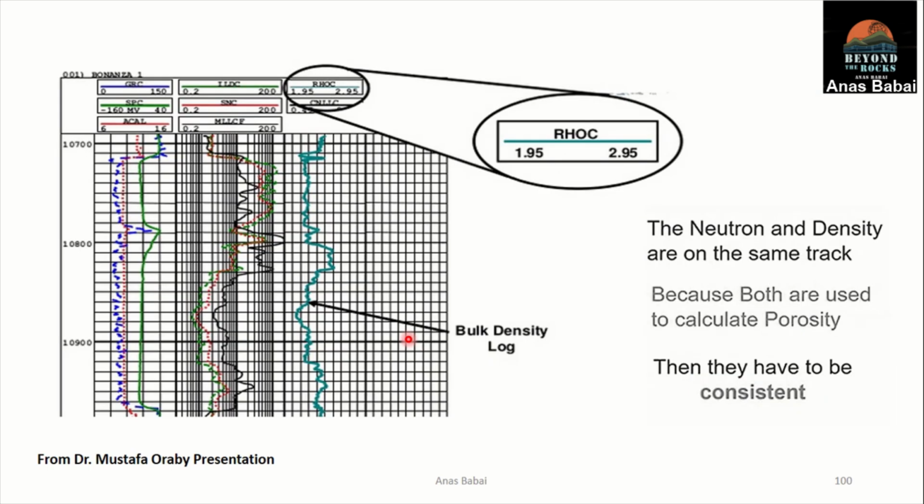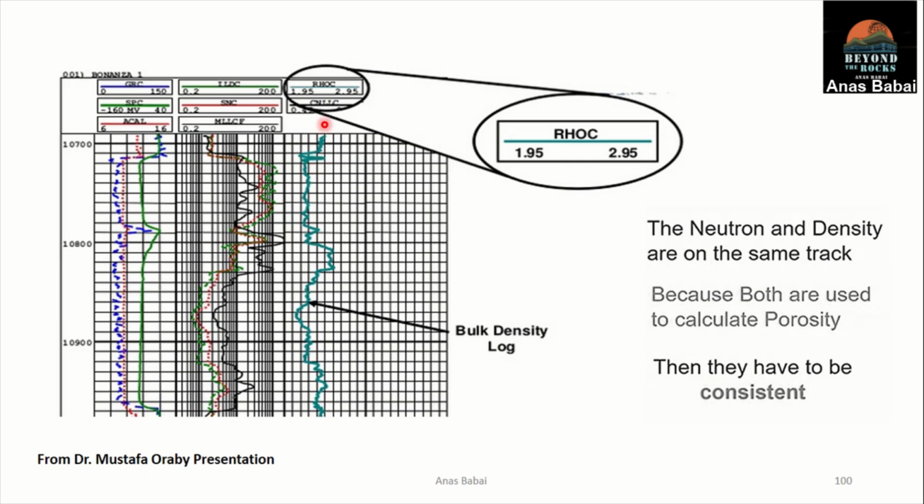Now we have talked about the log headers and the scales and how we can read them in previous lectures, and the arrangement as well. And we know that neutron and density are considered porosity logs, and they are always in the fourth track if we count the depth track. So this is 1, 2, 3, this is 4. Each one has its own scale, but because both of them are in the same track, those two scales have to be consistent.